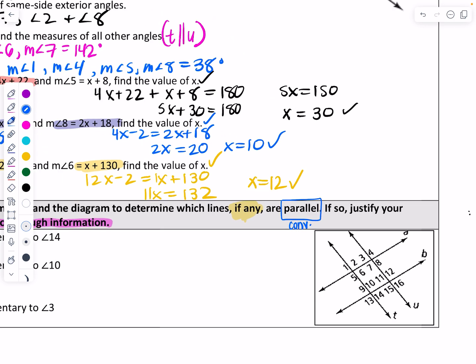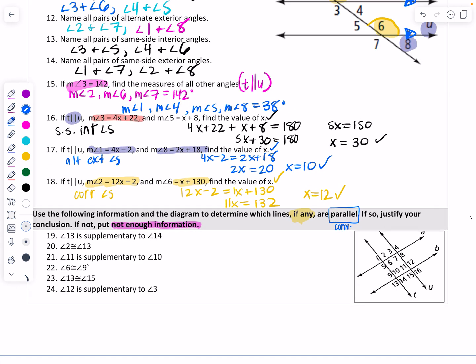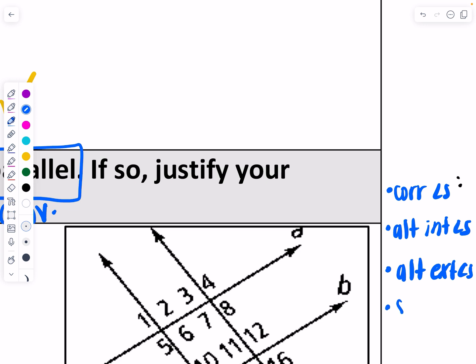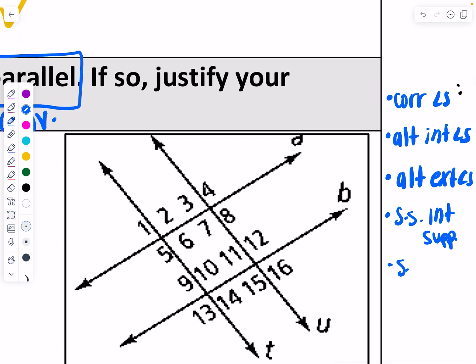So there were 5 theorems we learned about. If the lines are parallel, there are 5 things that are true. So let's go back to those 5 things. If the lines are parallel, you know that corresponding angles must be congruent. Alternate interior angles must be congruent. Alternate exterior angles must be congruent. The same side interior must be supplementary. And same side exterior must also be supplementary.